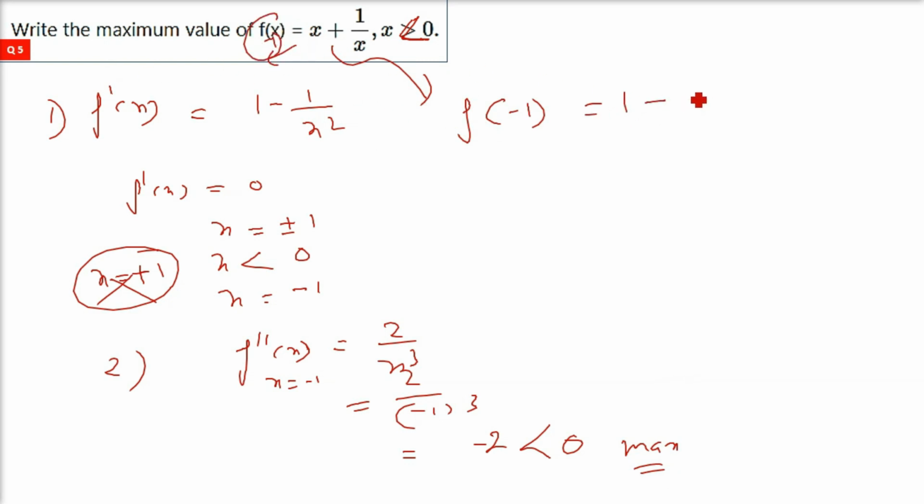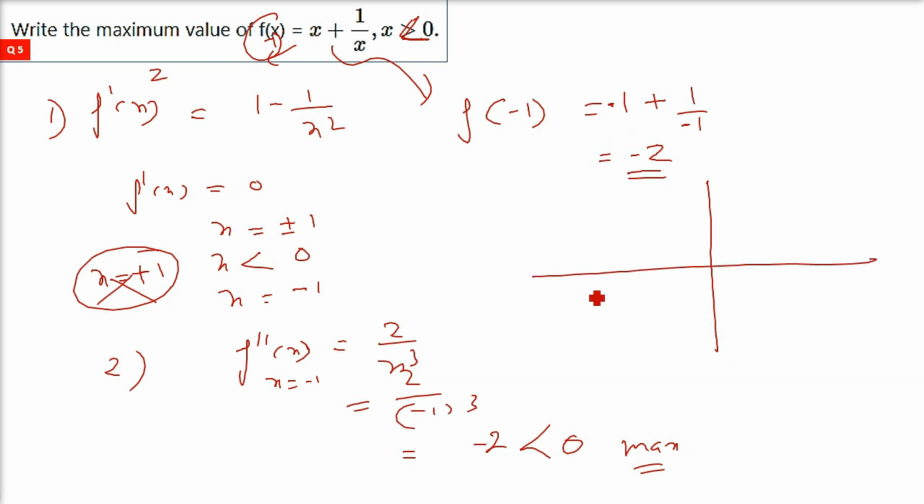So f of negative 1 is 1 plus 1 by... So when you get it here, you just place negative 1 here. So negative 1 plus 1 by negative 1. So negative 1 plus negative 1 is negative 2. So negative 2 is the answer.